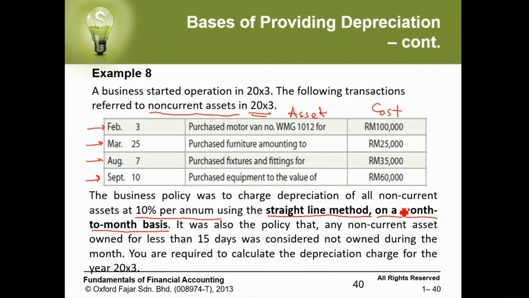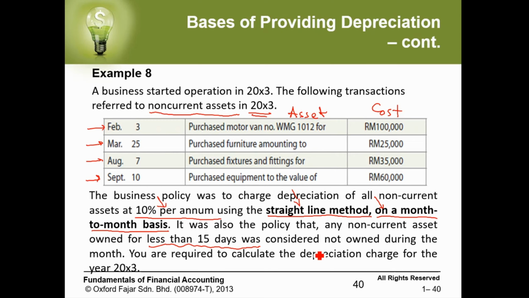So here in our question, we have the days, we have the assets, we have the cost. Our method is the straight line method, and we are using a month-to-month basis, and our percentage is 10%. Also, extra information they mentioned was the policy that any non-current asset owned for less than 15 days was considered not owned during that month. So you are required to calculate the depreciation charge for the year 2013.